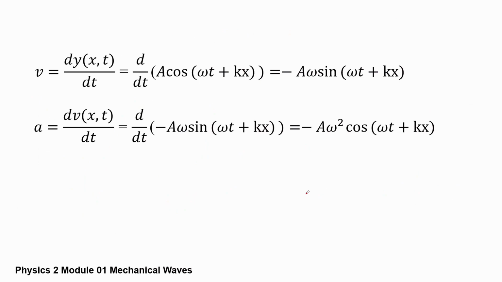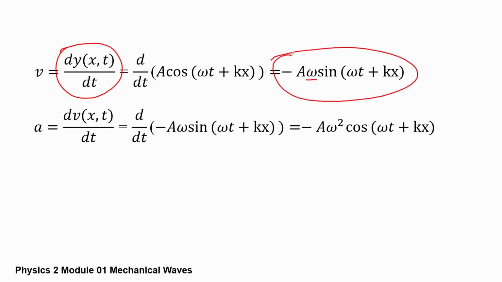Now, to obtain the velocity of this wave function, we simply derive this one with respect to t, and taking the derivative of a cosine gives you a negative sign, and the derivative of the parameter inside with respect to t will give you an omega here. So this is the function for the velocity.